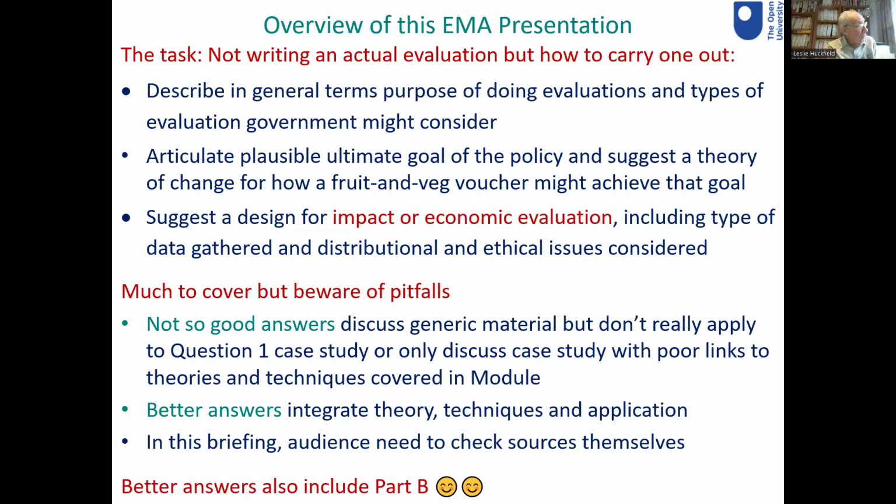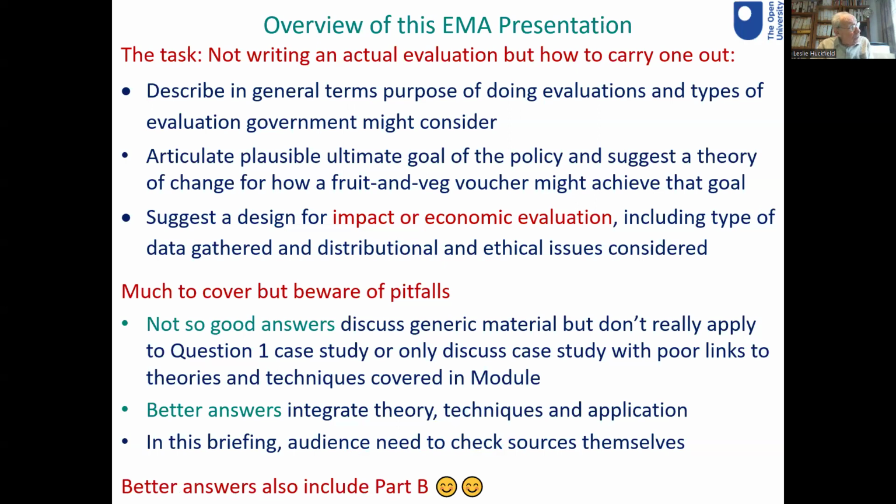Then you'll be asked to suggest either an impact or an economic evaluation, going through some of the data that might need to be gathered. A couple of pitfalls: if you just describe it in generic terms, which you can pick up from the VLE, that won't be very good unless you link it to the actual briefing that you're making. The best answers integrate the theory from the VLE, some of the techniques, and the actual briefing for the application you're suggesting.